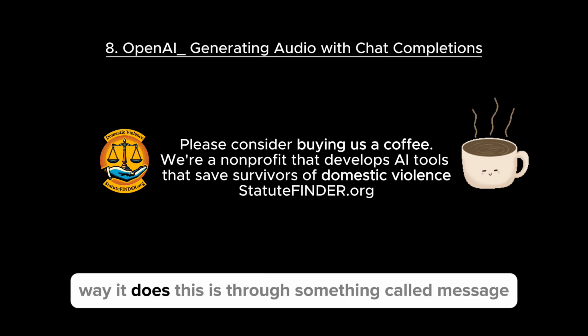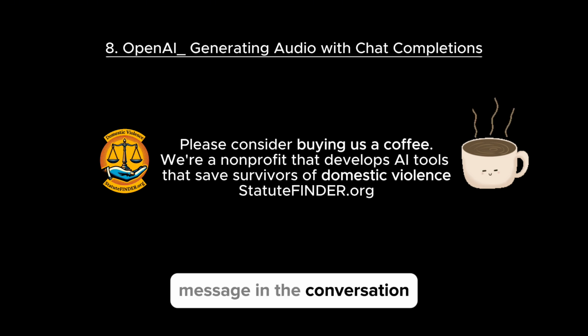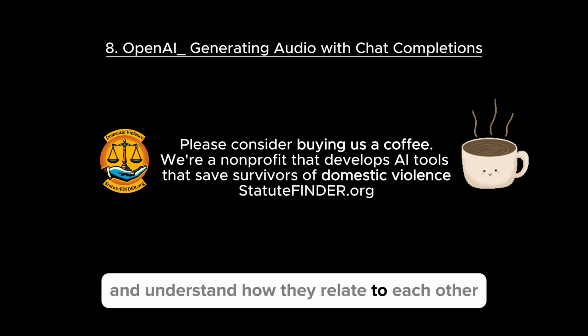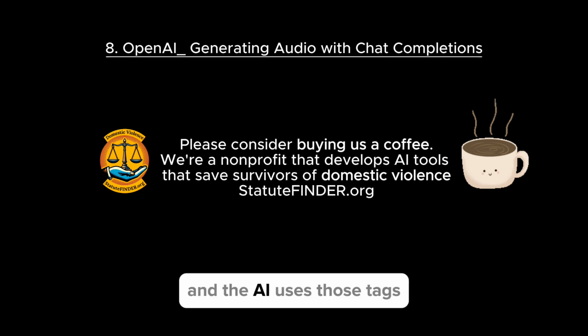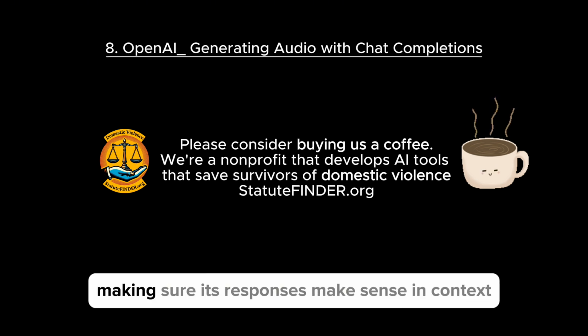Exactly. And the way it does this is through something called message IDs. Think of these as unique labels attached to each message in the conversation. This helps the AI keep track of the order of messages and understand how they relate to each other. Okay, so it's like each message gets a little tag, and the AI uses those tags to piece together the entire conversation, making sure its responses make sense in context.